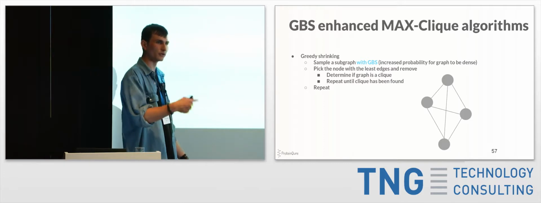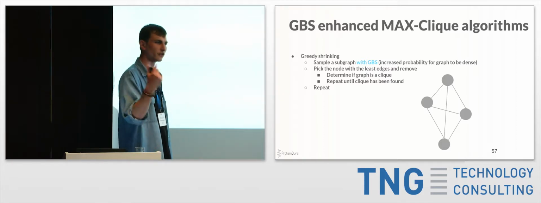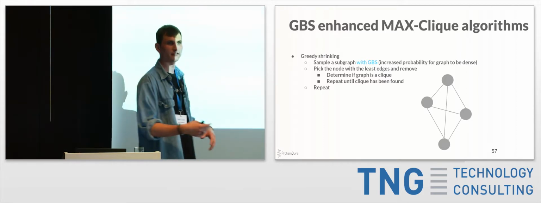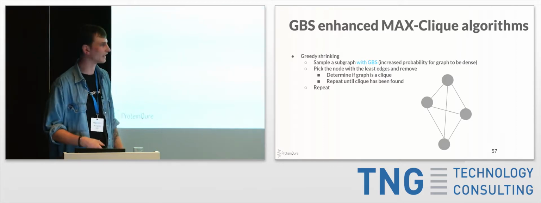If no, you can repeat: you again pick the least connected node and throw it away, and eventually you're going to converge to a clique, and you can store that and see if it's larger or smaller than what you already have in memory.